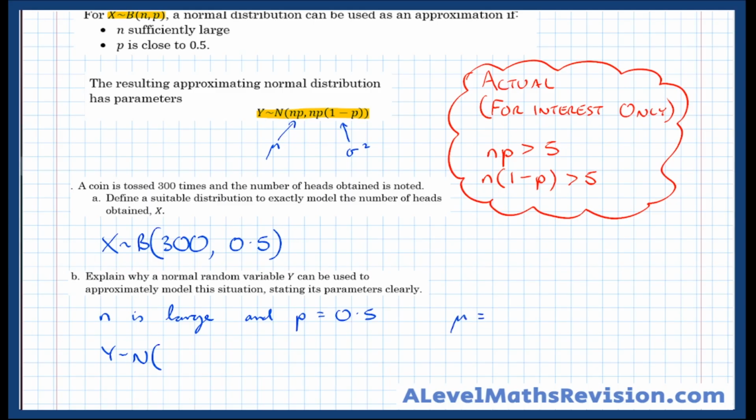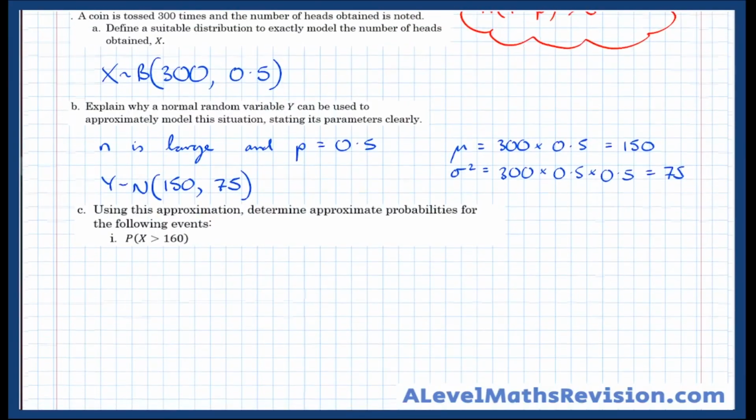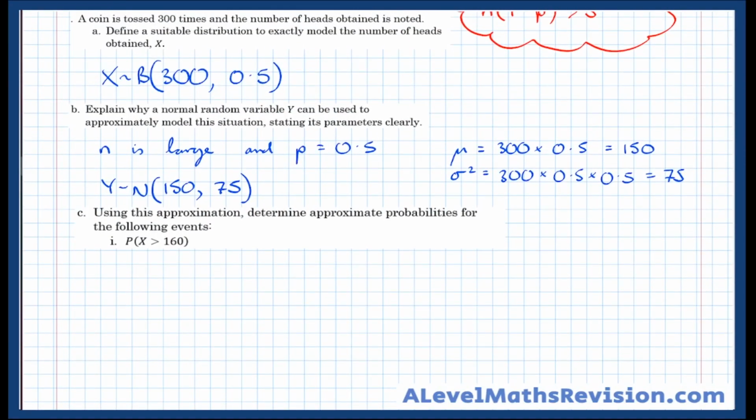So the mean of the normal distribution we learnt is np previously. So 300 times 0.5, which is 150, and sigma squared equals n times p times 1 minus p equals 75. So it has mean 150 and variance 75. So now let's perform some calculations using this approximation. Part C here says, using this approximation, determine approximate probabilities for the following events.